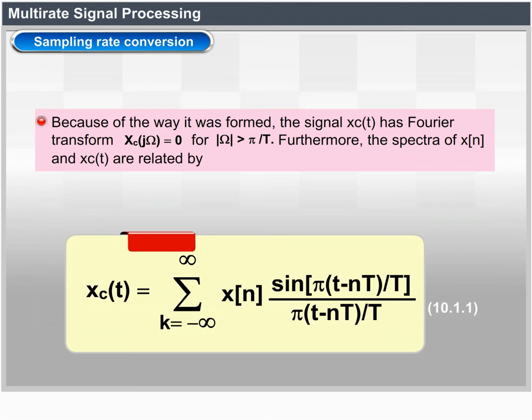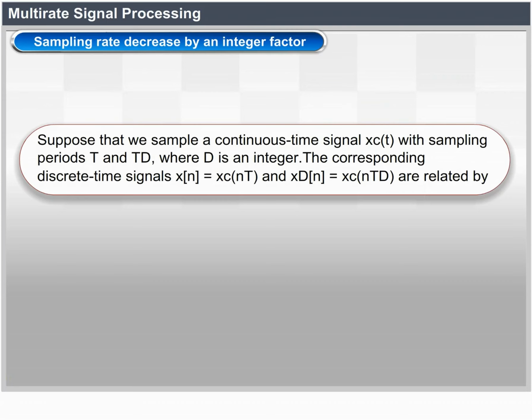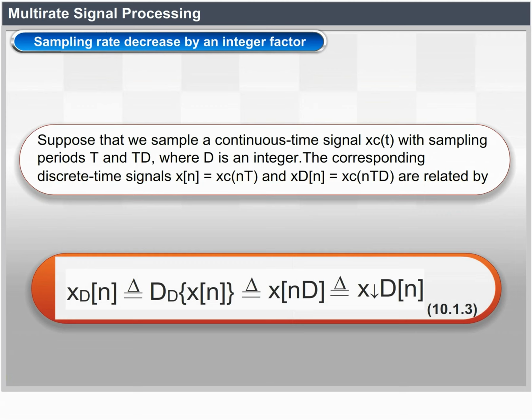Sampling rate decreased by an integer factor. Suppose that we sample a continuous time signal xc(t) with the sampling periods T and Td = dT, where d is an integer. The corresponding discrete time signals x(n) = xc(nT) and xd(n) = xc(nTd) are related by xd(n) = x(nd) = x↓d(n), which is called equation number 10.1.3.